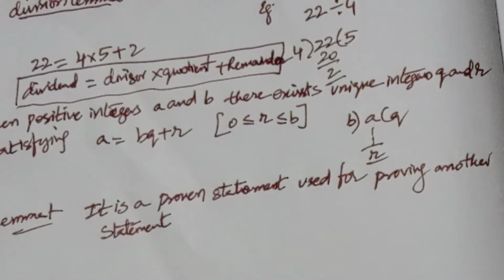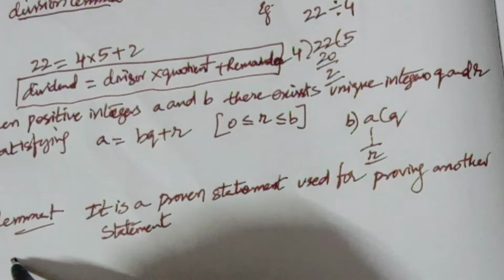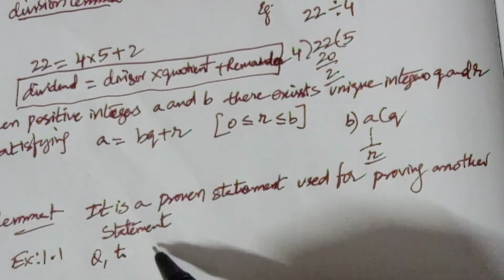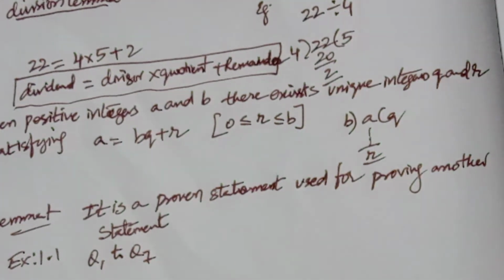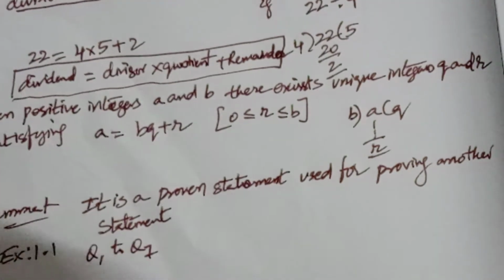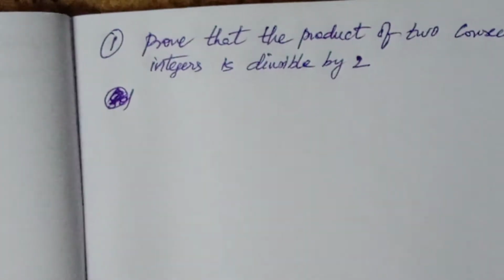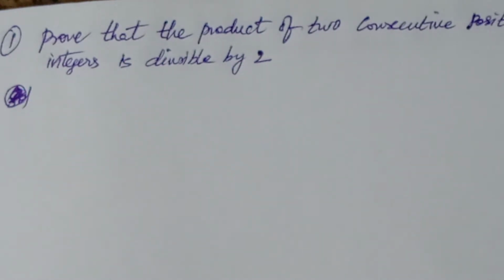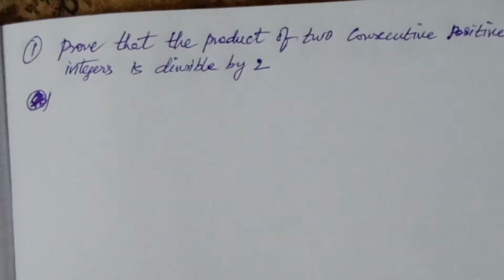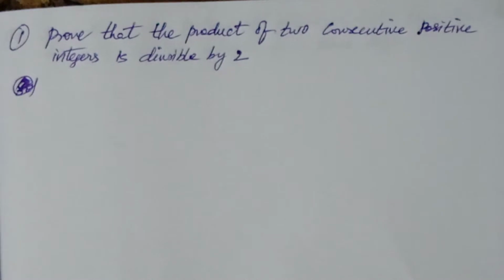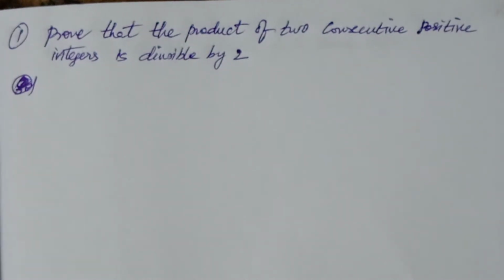So now we are going to deal with exercise 1.1, question number 1 to question number 7, based on this division lemma. Here we'll start. The first question is given: prove that the product of two consecutive positive integers is divisible by 2.